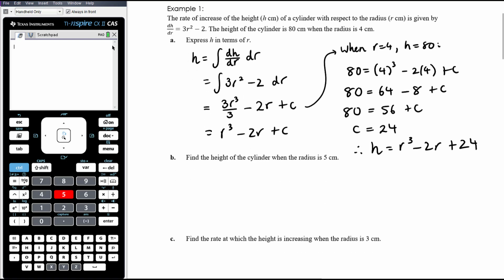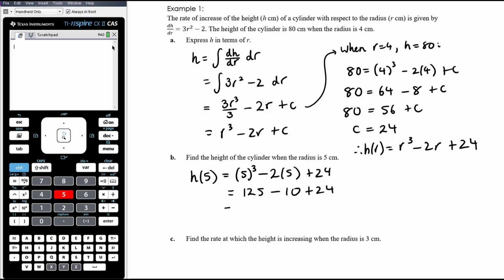And then in part B of the question, we want to find the height of the cylinder when the radius is 5. Okay, so we want h of 5. Okay, so this is h of r, h in terms of r. So h of 5 is 5 cubed minus 2 times 5 plus 24. 5 cubed is 125, minus 10 plus 24. 125 minus 10 is 115, and plus 24 is 139. So when the radius is 5 centimetres, the height is 139 centimetres.